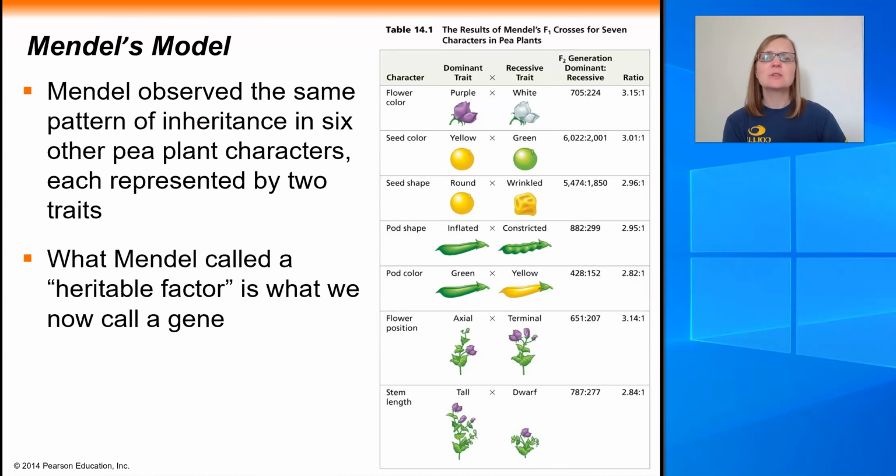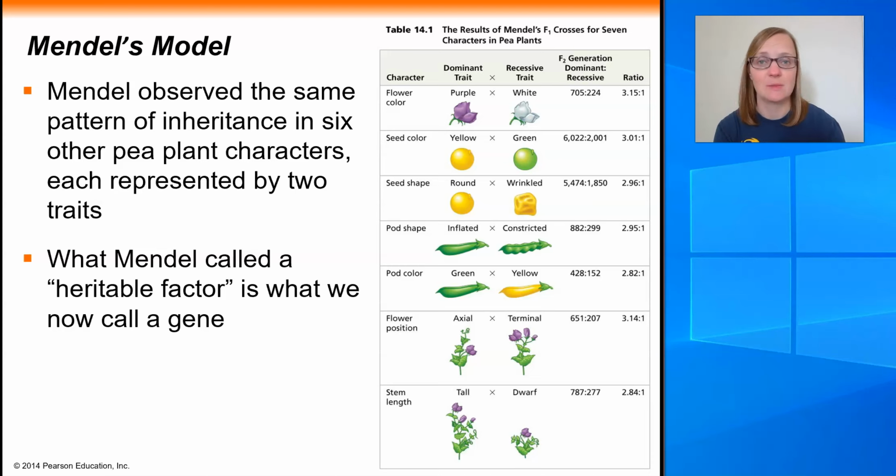Mendel was a good scientist. He didn't just do this once and say, oh, look at this new result that I got. He repeated these experiments over and over again, and he used not just flower color but many other characters in his pea plants as well, and he always got the same result. In seed color, seed shape, pod color, where the flowers are located on the plant, and stem length, he always got about a 3-to-1 ratio, 3 of the dominant trait and only 1 of the recessive in the F2 generation.